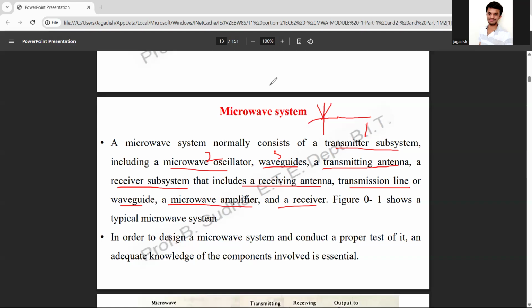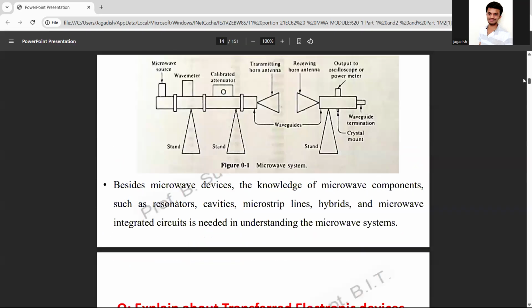You write it in points: transmitter subsystem, microwave oscillator, waveguide, transmitting antenna, receiver subsystem. You write this in points if they ask this question in the examination. We will be providing 10 to 11 questions from each module, so if you study that, it is more than sufficient. We will even provide handwritten notes.